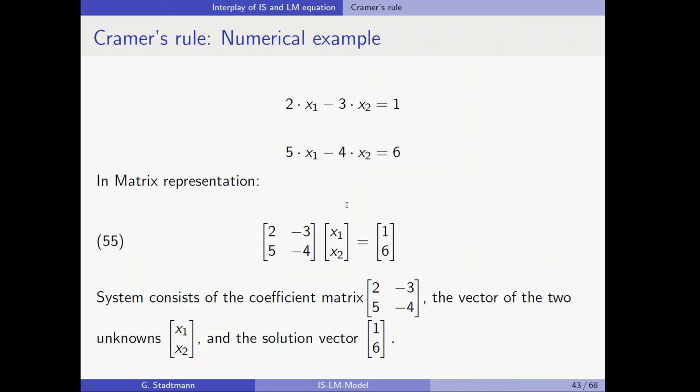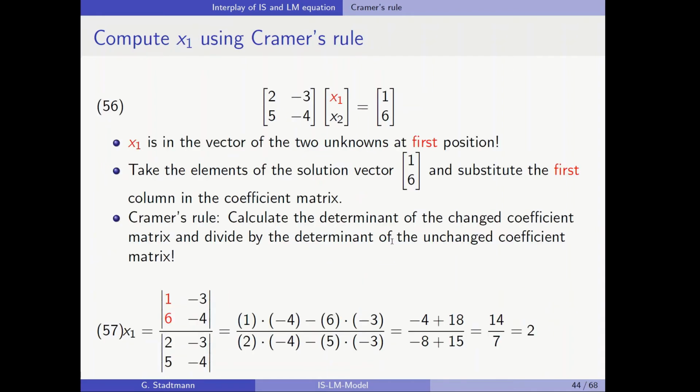In the next step, I would like to write these two equations in form of matrices and vectors. So we have a 2 and a -3 here. You can find the 2 and the -3 in the first row. And then we have a 5 and a -4 here, 5 and -4 in the second row. So these coefficients are collected in one matrix, which is called the coefficient matrix. Then we have here the vector of the two unknowns, x1 and x2, and on the right-hand side we have the solution vector.